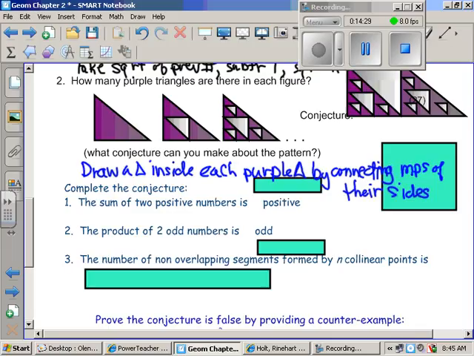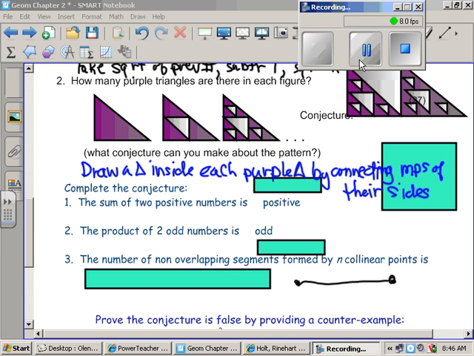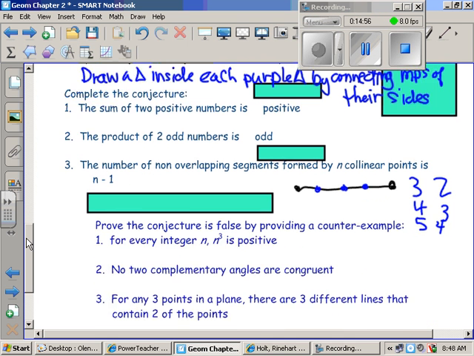All right, now this one you might have to draw a picture. The number of non-overlapping segments formed by n collinear points, okay? It's a segment, so it's got two endpoints. All right, now start drawing collinear points in there and seeing if you can come up with how many segments you would create. Now, Lisa, we've practiced this already in class.